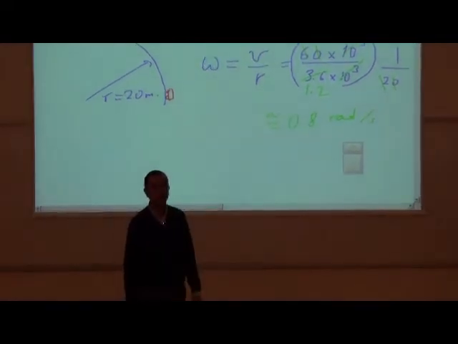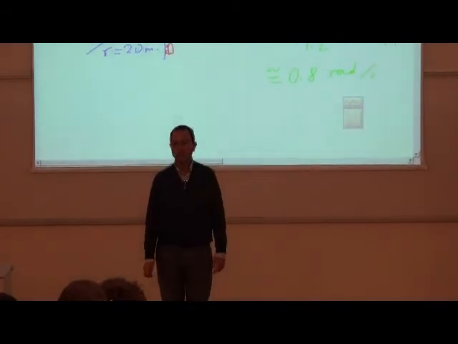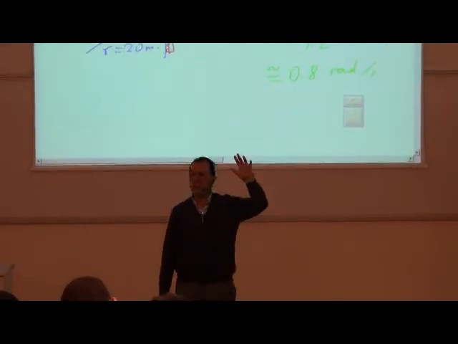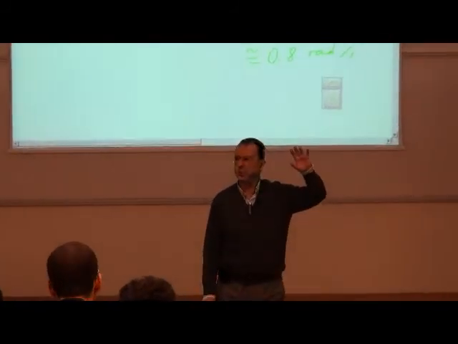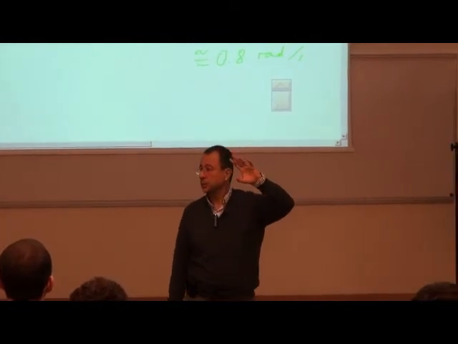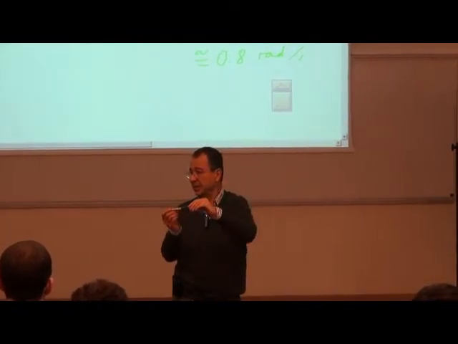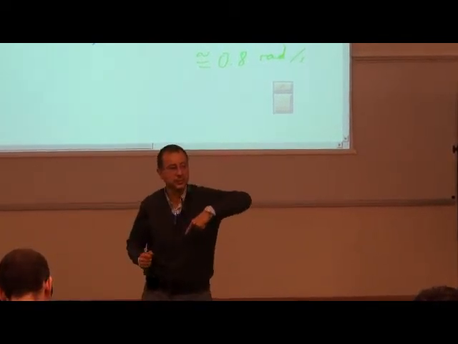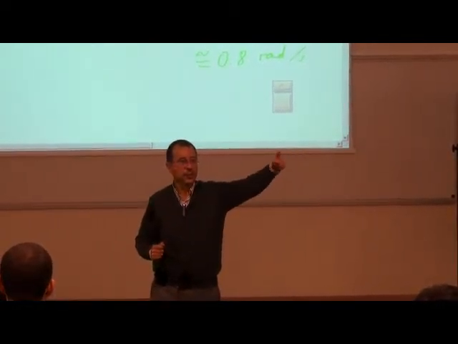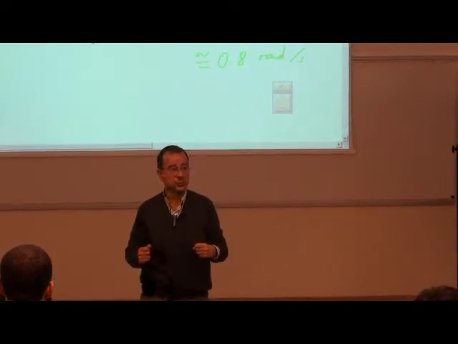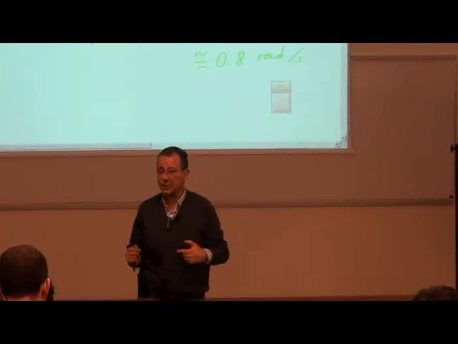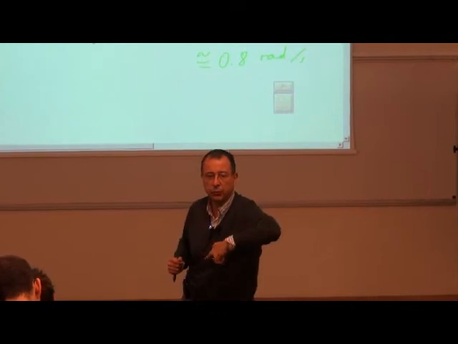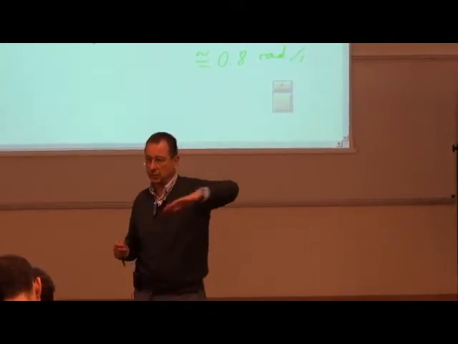Roughly. Okay? Now, remember, a radian is about 57 degrees, something like that. Okay? So 0.8 radian is something like 50 degrees. So you enter this turn of 20 meters at 60 kilometers per hour. In 1 second, you are into the turn by about 40 degrees, quite fast. You're turning around. Okay?